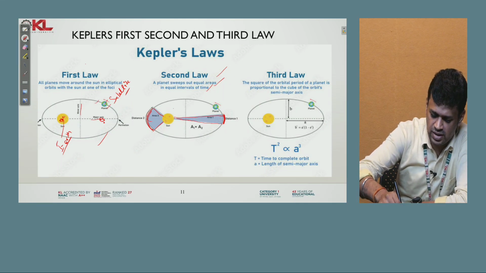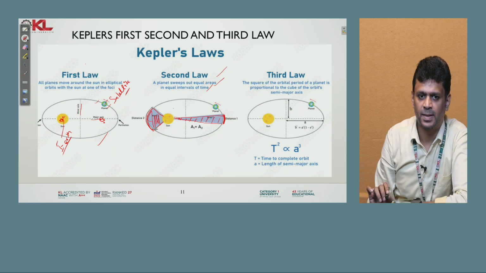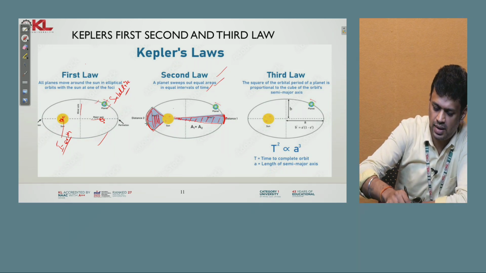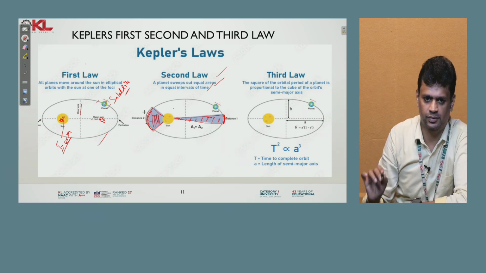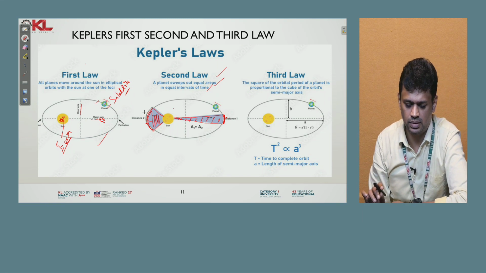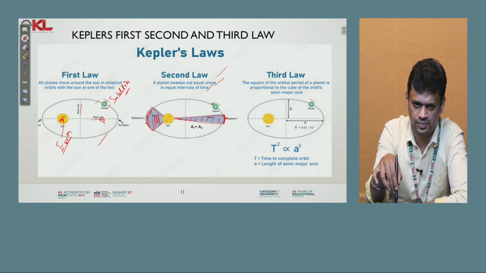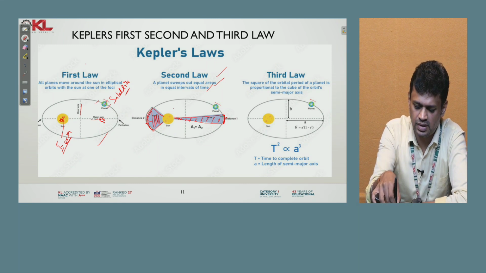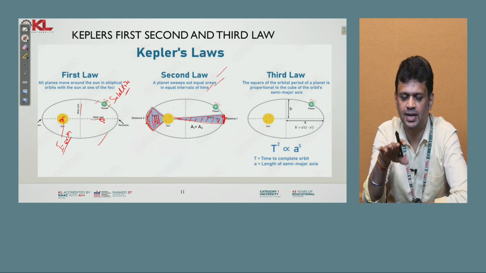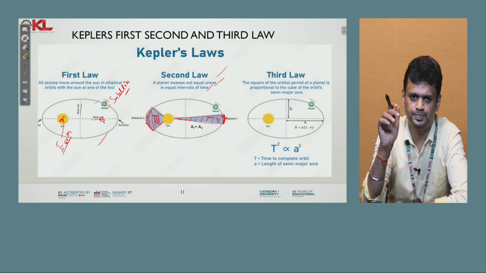So if you calculate the area of this particular region and compare it with this, they will come out to be equal, because both have the same time interval. This is one of the characteristics of an ellipse. If the time period is the same, then the area swept will also be the same. So this is your second law of Kepler.